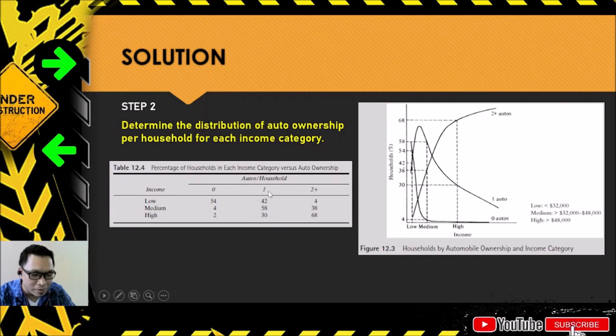Next is 1. For households owning one auto, considering 1 auto, this is the line. For low income, we have 42, where it intersects. Then for medium, we have 58. Then for high, that is 30. Then for 2 plus autos, or 2 or more, in low income they have 4. In medium we have 38. Then in high we have 68. So that is how to create a table.